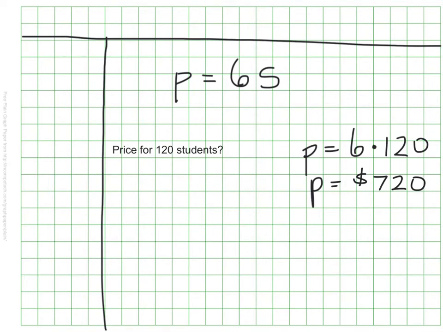I don't have to make the table go all the way up to 120. I don't have to draw a graph all the way up to 120. But with my equation, I can just plug in what I know and what I'm looking for and find the missing variable, in this case, the price.